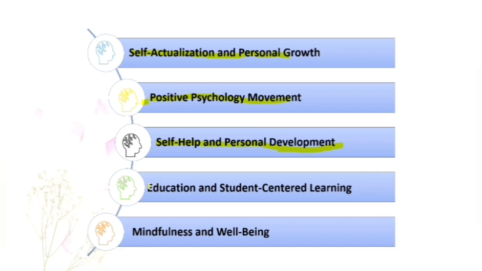Now, the fourth point is education and student centered learning. In contemporary education, student centered learning methods cater to individuals' needs. For example, in a school, the students have the freedom to choose projects in which they have interest and passion, promoting engagement and self-actualization.